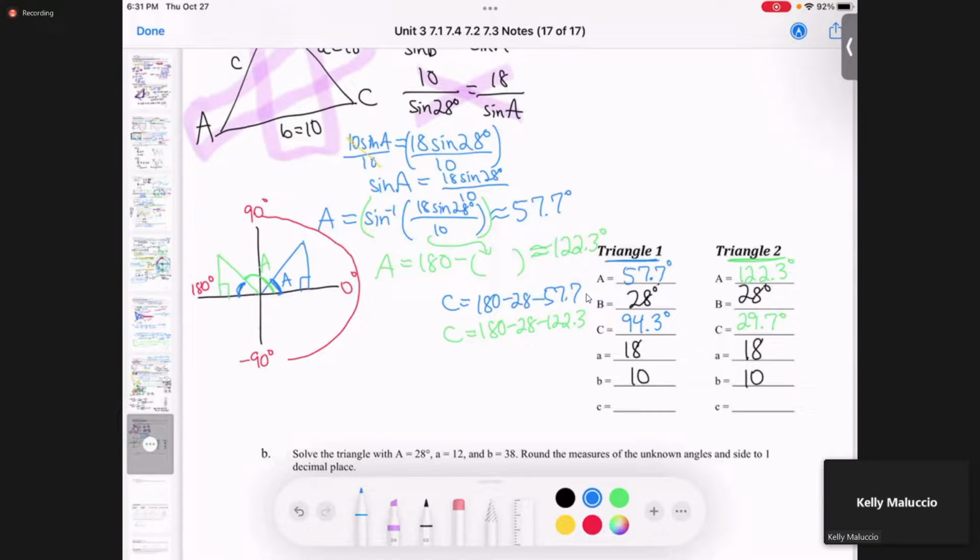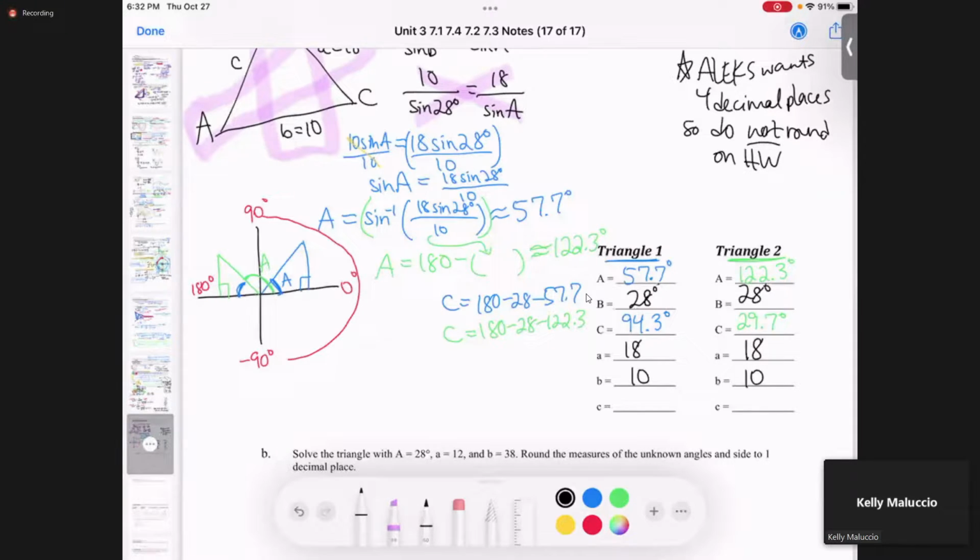So what Jakob is saying is that Alex wants 4 decimal places. Maybe I'll write this note: Alex wants 4 decimal places. So do not round on the homework, otherwise every answer is wrong. It's going to be a little trickier with multiple decimal places, with subtracting and multiplying and taking inverse sine, but just make sure you're using your calculator and taking it one step at a time. You should be okay.